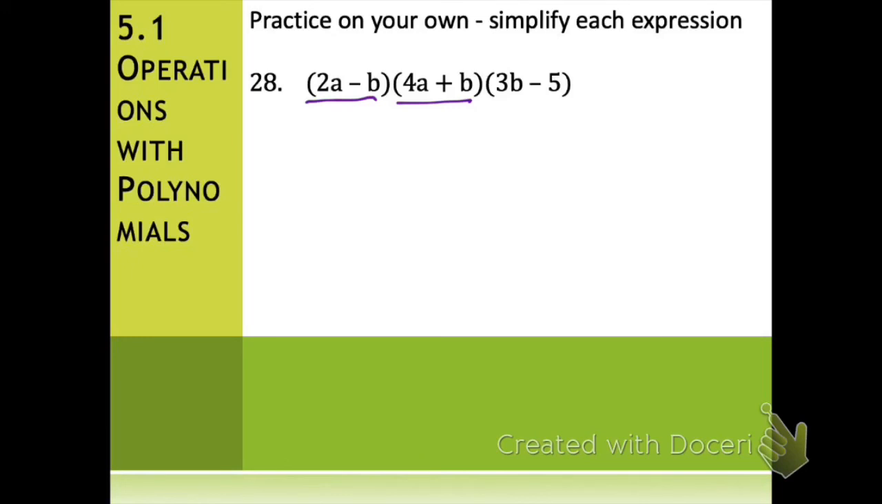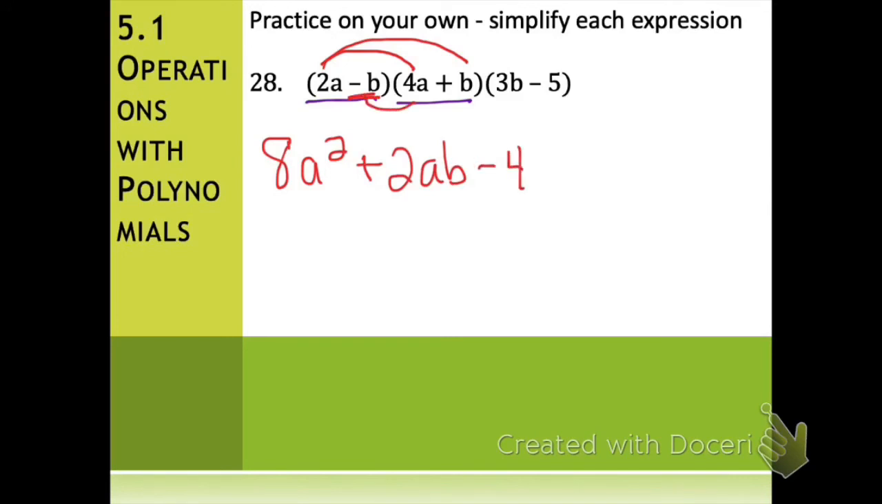Okay, so to multiply those two things, I do need to double distribute. So this is going to be 2a times 4a. It's 8a squared. 2a times b, that's plus 2ab. This is going to be negative b times 4a, that's going to be minus 4ab. And this is going to be negative b times b, which is minus b squared.